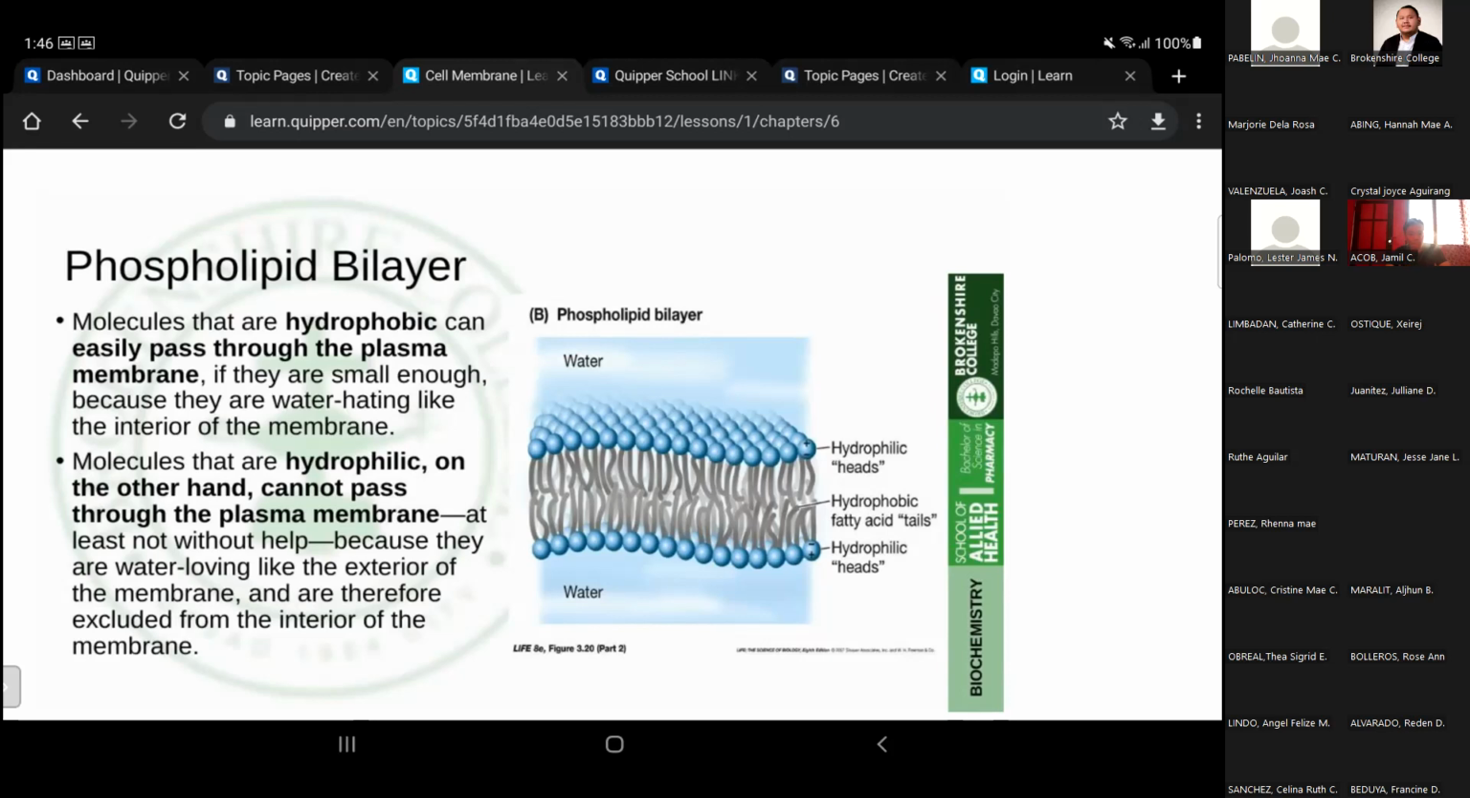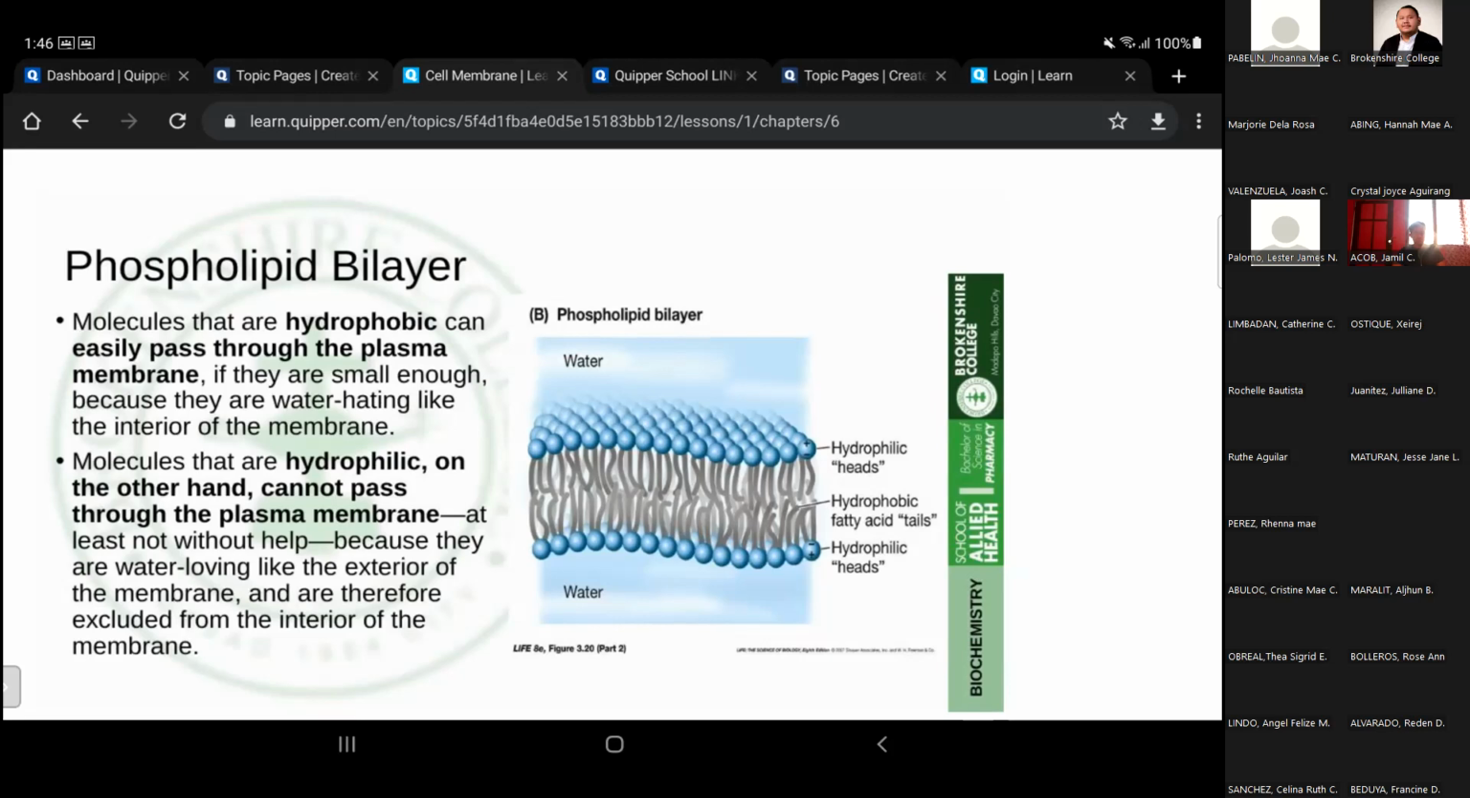So with that, again, mas madaling makapass through yung mga lipid-loving na mga substances. Parang similar din yan siya pag sa mga gamot na iniinom ng mga pasyente natin. If the characteristic of the drug, yung gamot na iniinom nila, is lipid-loving or hydrophobic, mas madali siyang naa-absorb sa body.